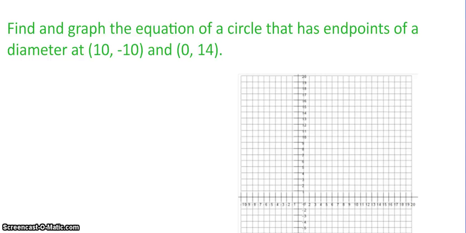Okay, so now that we've seen that, I want you to try a problem on your own. I want you to find and graph the equation of a circle that has endpoints of a diameter at (10, -10) and (0, 14). So these are 2 points that are on the circle. They are endpoints of a diameter. So you are trying to find and graph the equation of that circle. So pause the video, do that, unpause when you're ready to check your work or when you get confused.